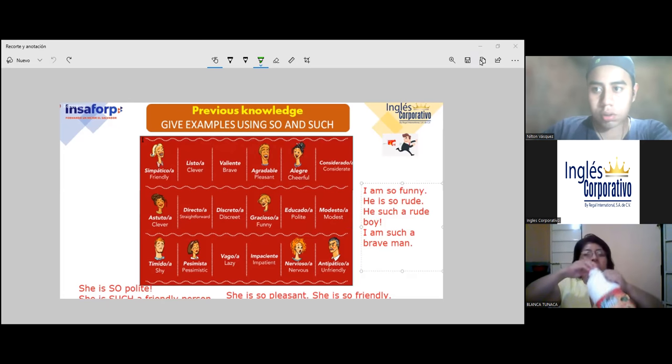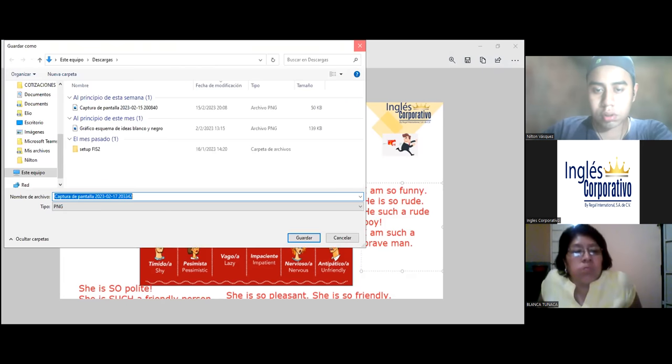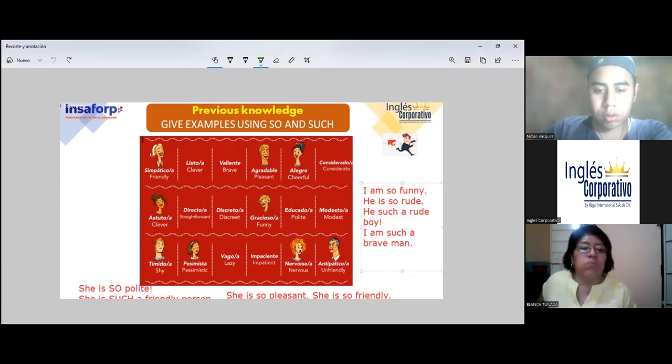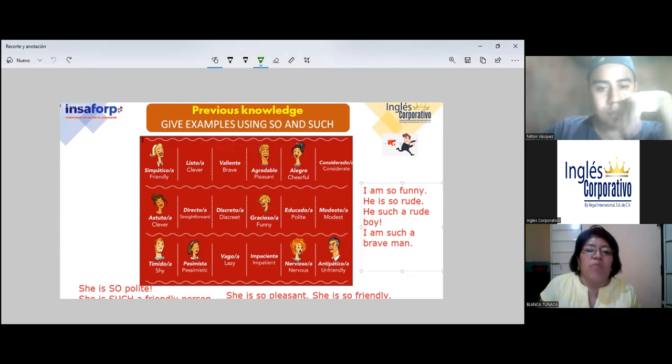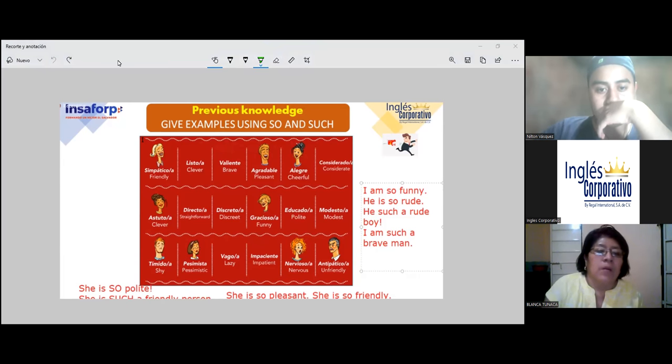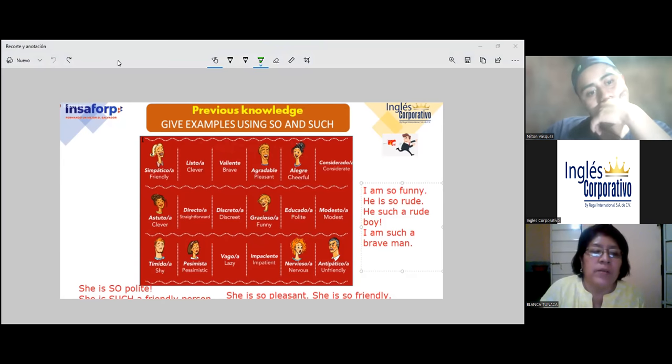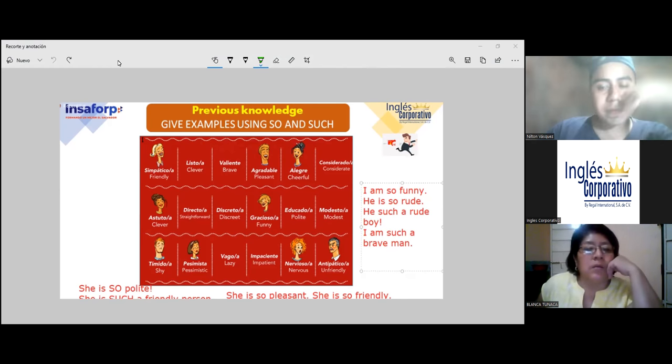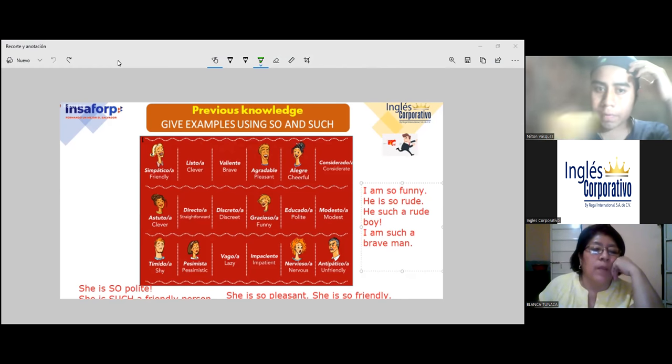Vamos a ver, ¿cómo nos quedaría un ejemplo utilizando so? Uno de esos adjetivos que tenemos ahí, por ejemplo, clever sería Milton. So clever. Milton is so... Recuerden que necesitamos un verbo también. Sujeto, verbo, y después agregamos el so para hacer énfasis. Milton is so clever. Milton is so friendly.